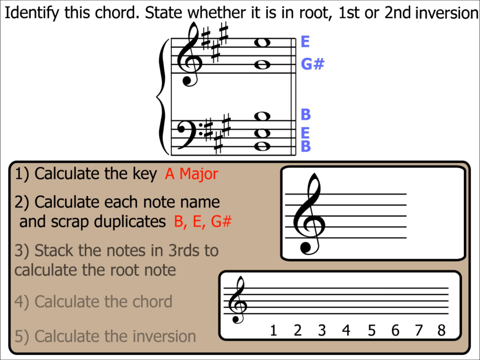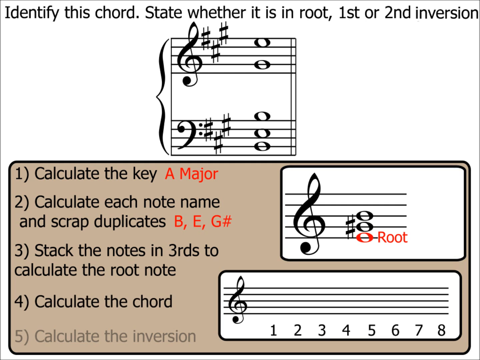Step 3, stack the notes in thirds to calculate the root note. If we put the B in the bass, it means that neither the G sharp or E sit a third above. Let's try the G sharp in the bass. The B sits neatly above, but the E does not. So let's try E in the bass, and we can see that the G sharp and the B sit neatly above, stacked in those balancing balls I mentioned earlier. So we now know that E is the root of our chord.